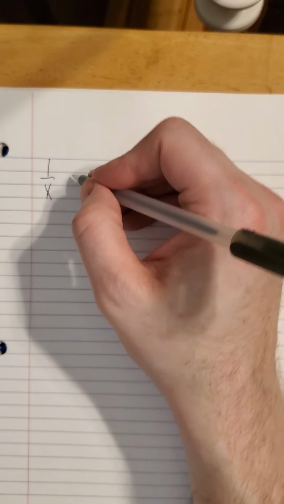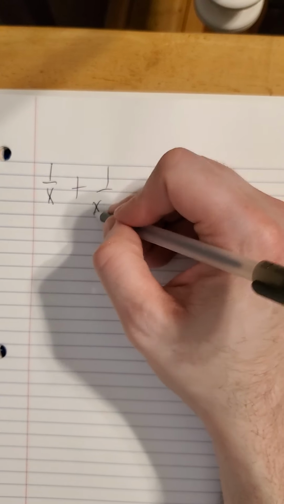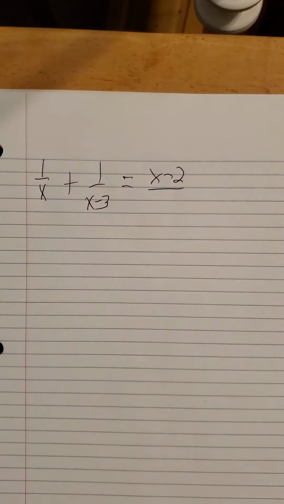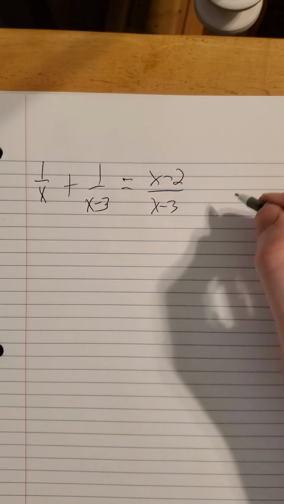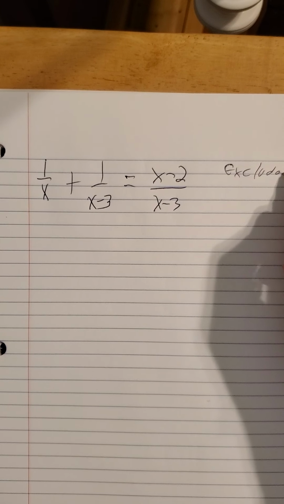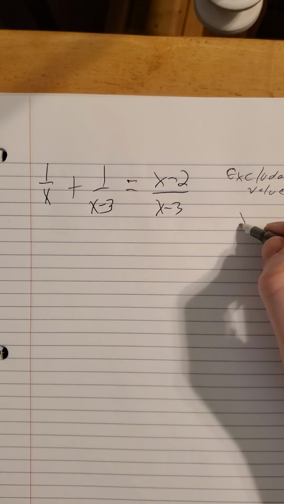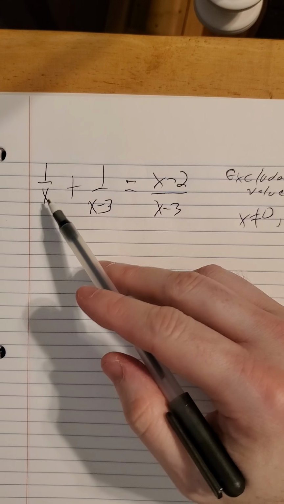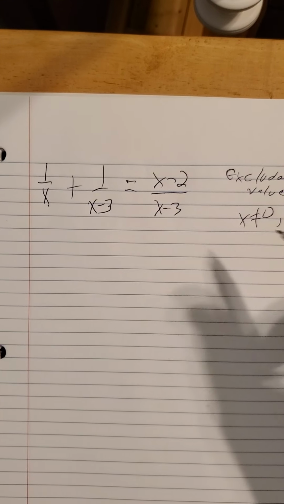Okay, one last one of our rationals before we get into our friends, the square root equations. So we have the reciprocal of x plus the reciprocal of the difference of x and 3 is worth the difference of x and 2 over the difference of x and 3. So right away, I can see 2 excluded values. So x cannot equal 0, x cannot equal 3. That would make us divide by 0 in the first fraction or in the second two fractions.